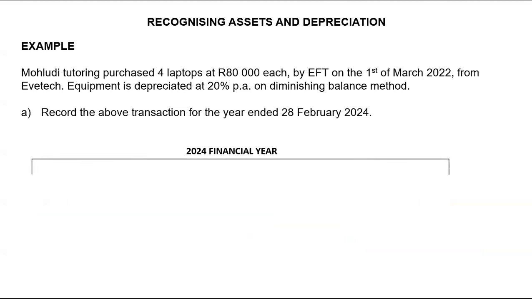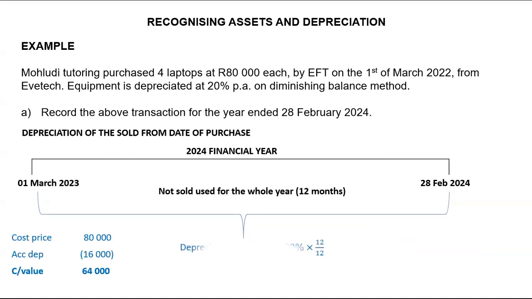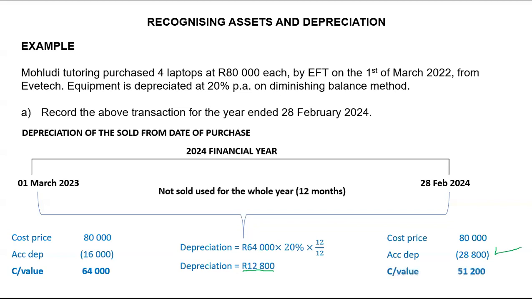In 2024, we also depreciated this laptop, but we used the carrying value from last year, which was 64,000, to calculate depreciation. It was depreciation for the entire year, which was 12,800, right? So by the end of the year, the cost was still the same, but accumulated depreciation is now 28,800, which is made up of this 12,800 plus accumulated depreciation at the beginning of the year. So it'll give us this 28,800. So carrying value at the end of that year was 51,000. All right.